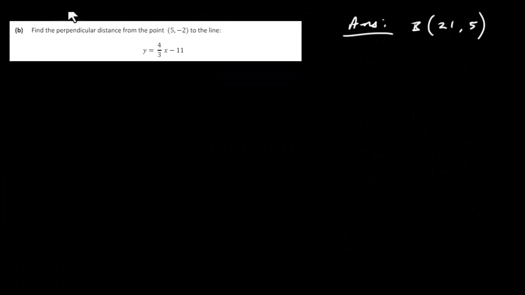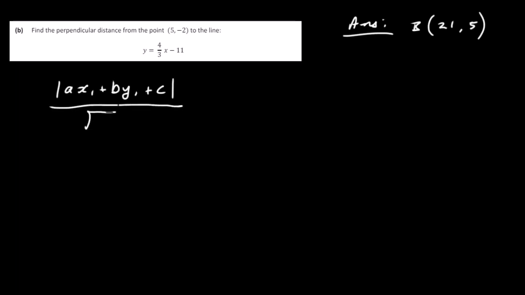Okay, so let's have a look at part B. Find the perpendicular distance from that point to that line. So again, this is a formula in your book. The perpendicular distance from a point to a line is given by the modulus of a x1 plus b y1 plus c, all divided by the square root of a squared plus b squared. So let's just write down what all these letters are.